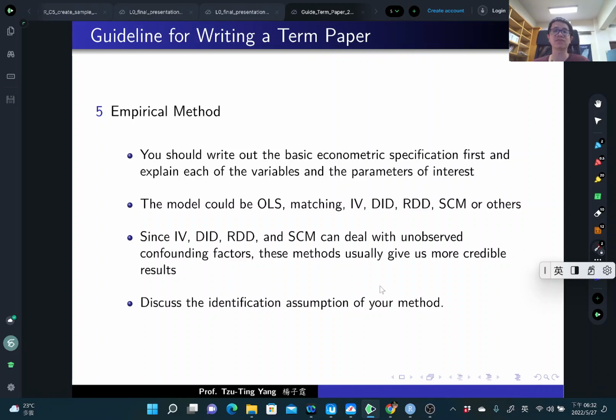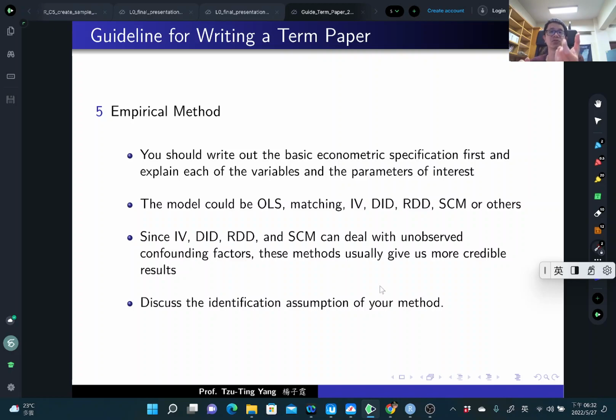And section 5 could be the empirical methods. You need to write down your empirical specification equation and explain it. Write down the equation and explain each variable and the parameter of interest. Usually we just focus on a specific parameter of interest. For example, in difference-in-differences, you just focus on the treatment group dummy interacted with the post dummy. Or if you use OLS or matching, you just focus on the treatment variable.